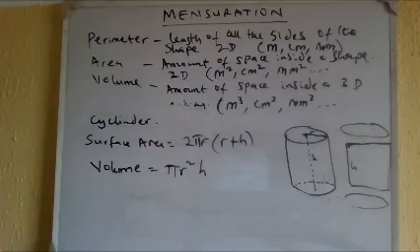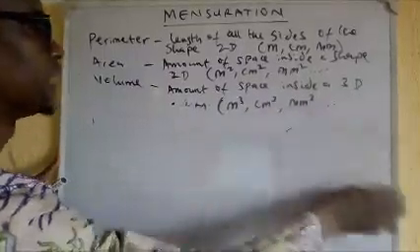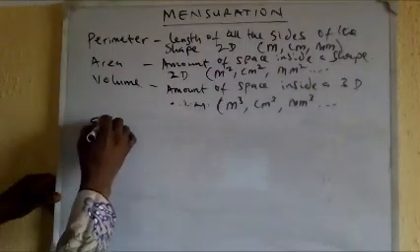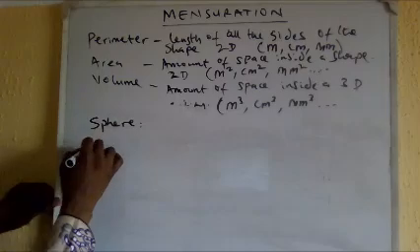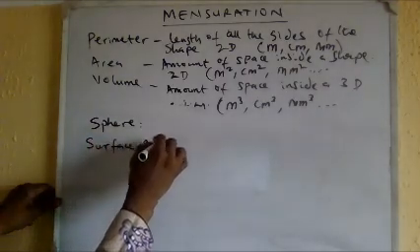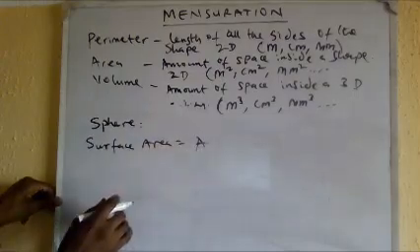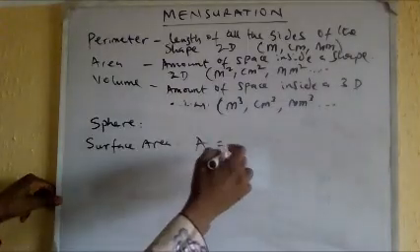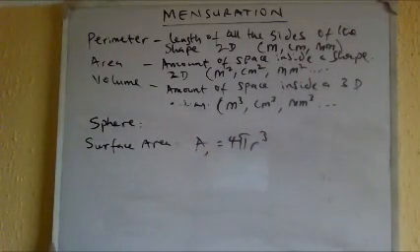Okay, so the next one is sphere. We're going to be looking at sphere. What is a sphere? A sphere is like a football. The way a football is a sphere, that's the shape. So we have the surface area of a sphere. Surface area A is equal to 4 pi r cube.